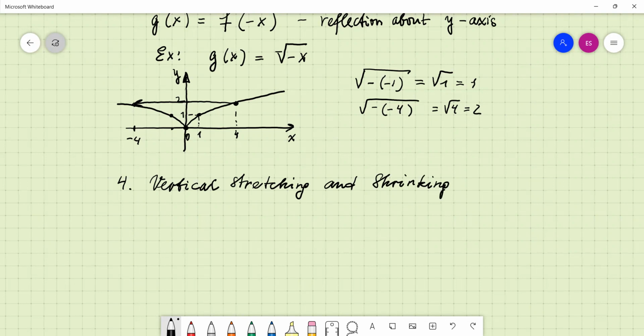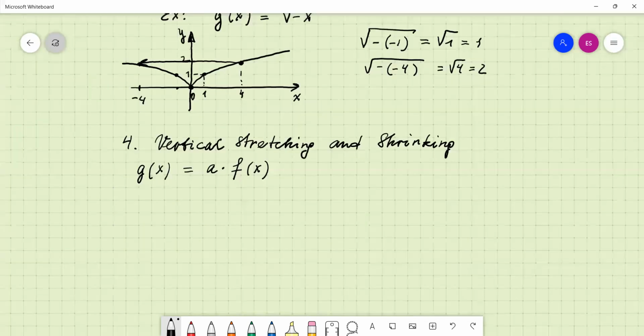Well, what is vertical stretching and shrinking? You make a new function multiplying your old function by a number. Depending on what the number is, it's going to give you a different transformation. I'm going to start with a simple example. My g of x is going to be 2x squared. So let me write down my f of x, my original function, f of x is equal to x squared, parabola, and I'm multiplying it by 2. How is my graph going to look?